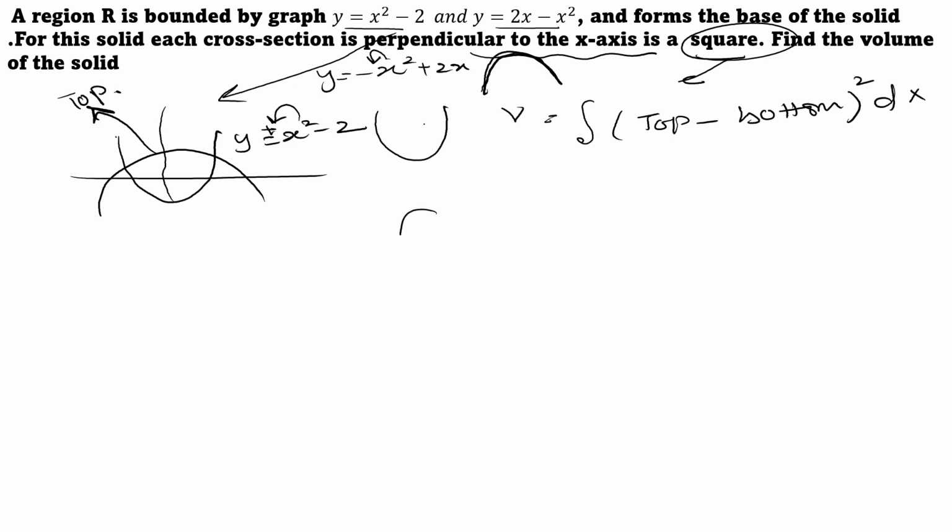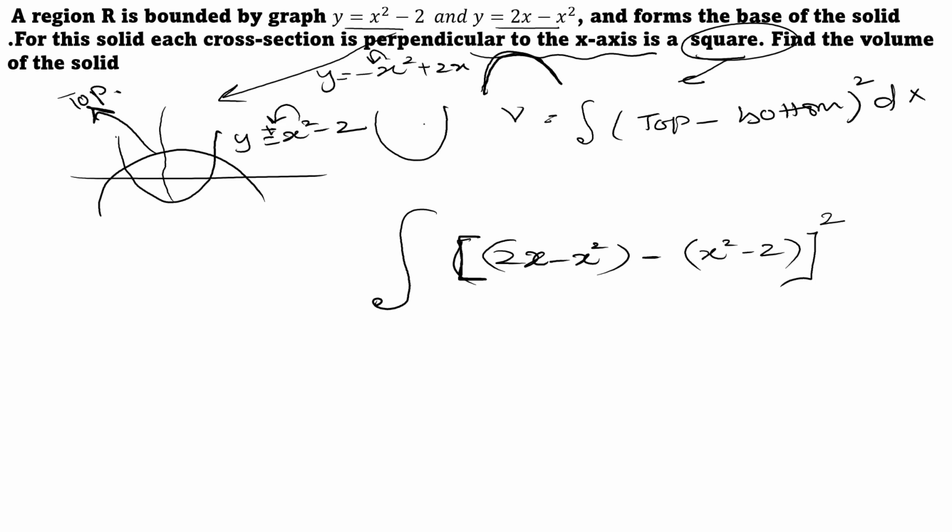Okay, so what I am going to write, first I have the first graph, that is, according to me, 2x minus x square will be at the top, then minus the bottom, which will be x square minus 2, and close this and the whole power 2. Since we are writing the equation in the x form, we have to write here dx, and the points of intersection will be the x values.